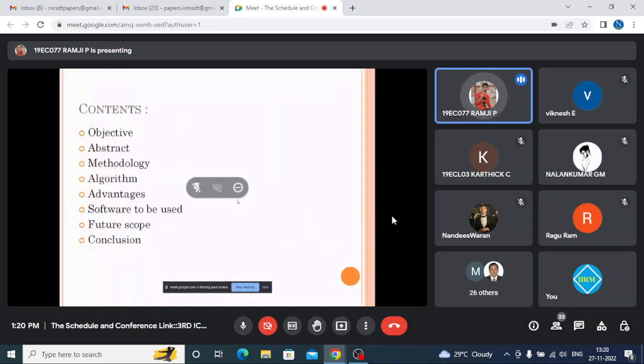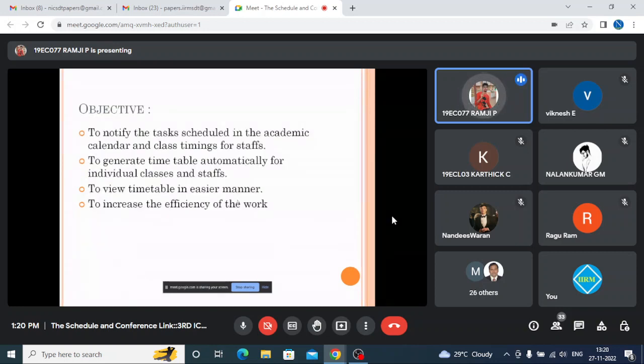And here are our contents in this paper. The main objective of this project is to notify the task schedule, the academic calendar and class timings for staffs. Nowadays, in most of the colleges, the academic calendar is not properly followed. So if they want to follow the academic calendar, then they have to be notified what the task is scheduled for tomorrow. So they have to get the notification about tomorrow's task today itself.